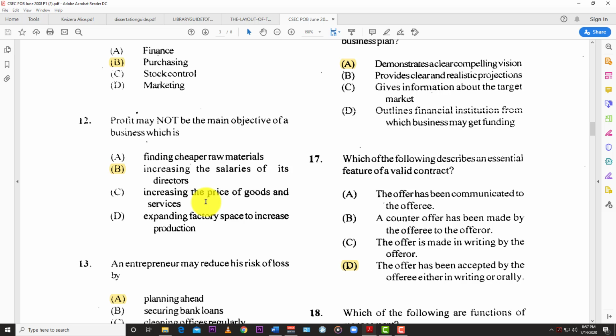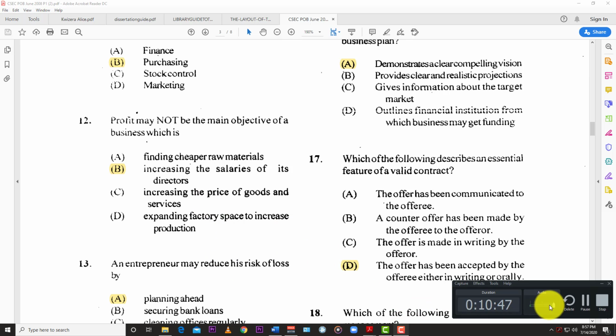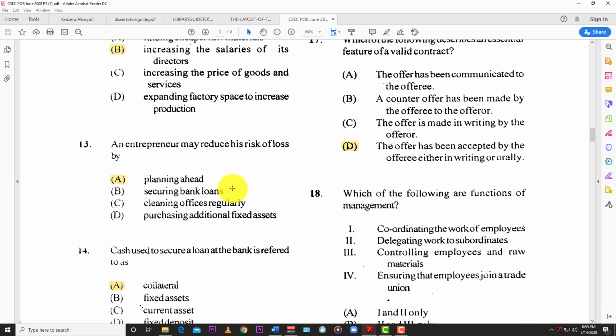Increasing the price of goods and services, of course, you expect to make more money. And then expanding factory space to increase production. So maybe for now you would not get the profit, but later on you're going to reap the rewards from the investment. Number 13, an entrepreneur may reduce his risk of loss by A, of course, planning ahead.